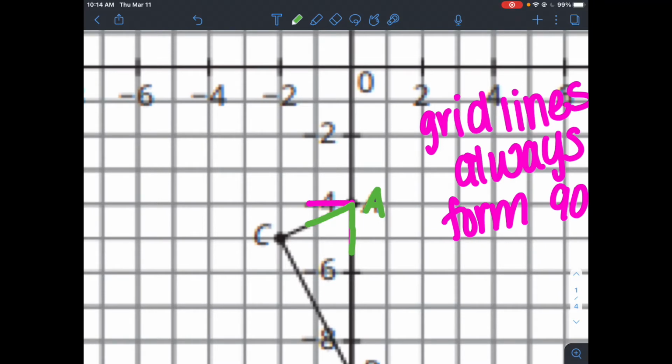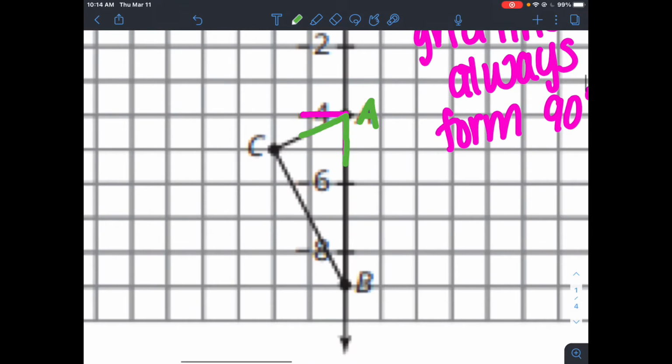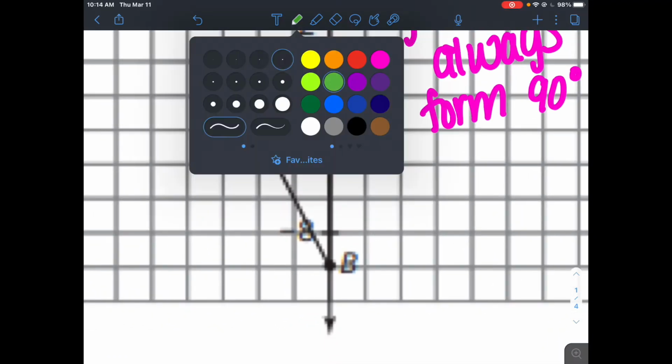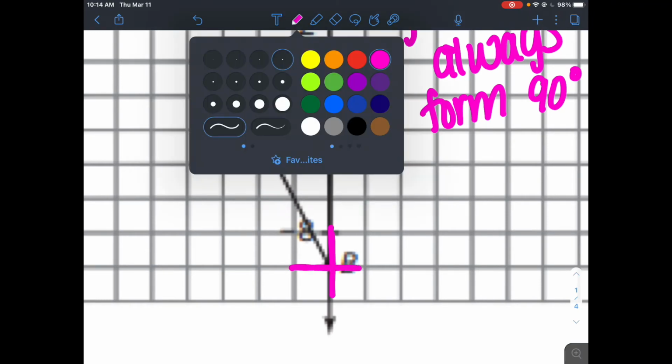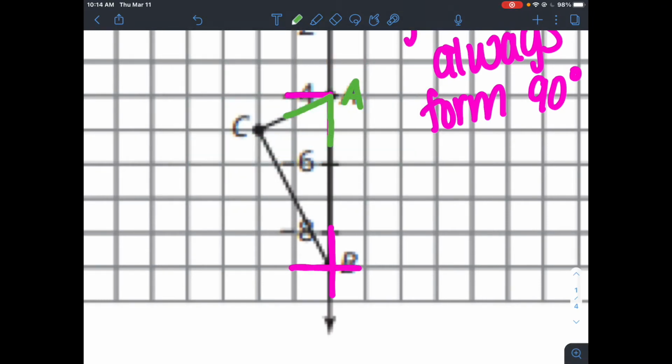Now this green line is less than 90 degrees. It is less than those pink grid lines that I drew. Same thing for angle B down here. Again, I have my grid lines, and then in another color, I will mark the lines of my triangle. So right here would be angle B. It is less than the grid lines, meaning that it is an acute angle again.